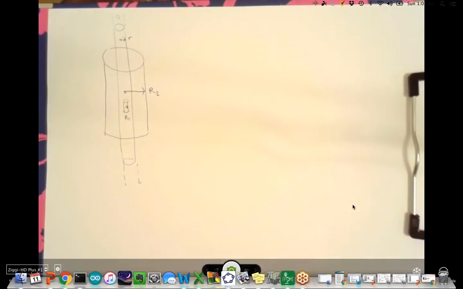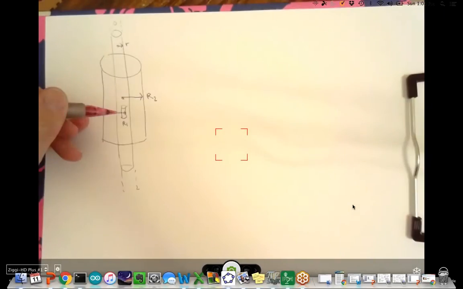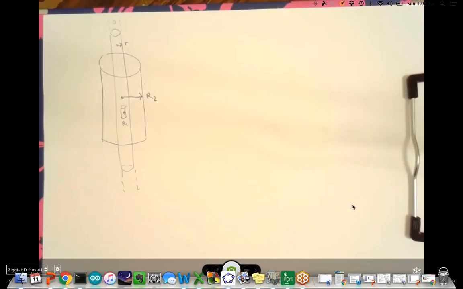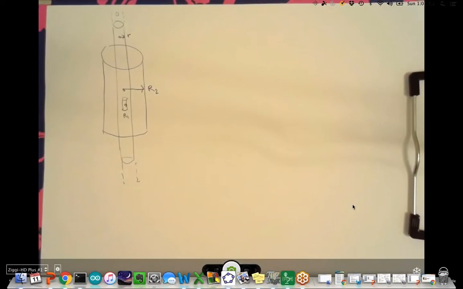Okay, let's see if I can do a better job of focusing this. That didn't help. Okay, let's try this. Oh, okay, there we go. And is this too bright?